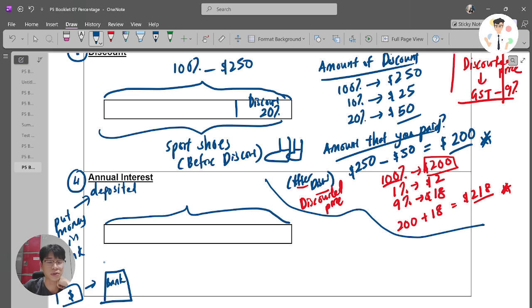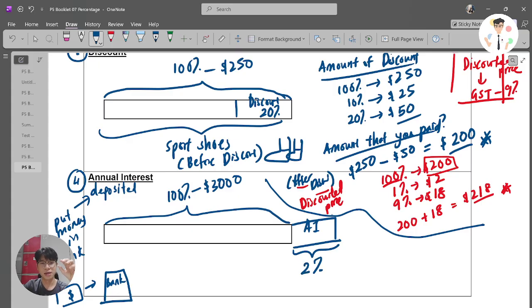So for example, now you are rich. You have $3,000. So you have 100%, that's the amount of money that you have, $3,000. Now you are trying to deposit this money inside the bank at the beginning of the year. And the bank promises you annual interest of maybe 2%. This means you put 3,000 inside, and at the end of the year, you earn an extra 2%.